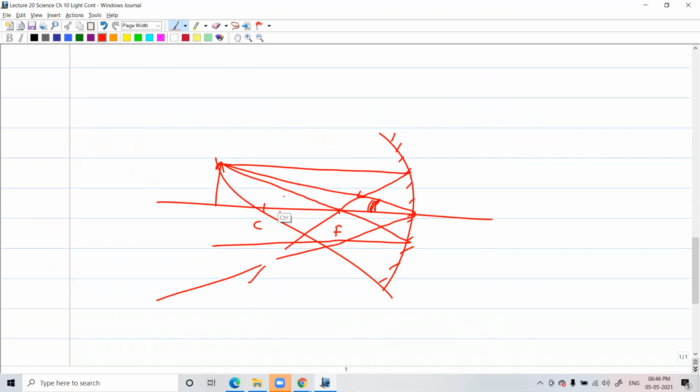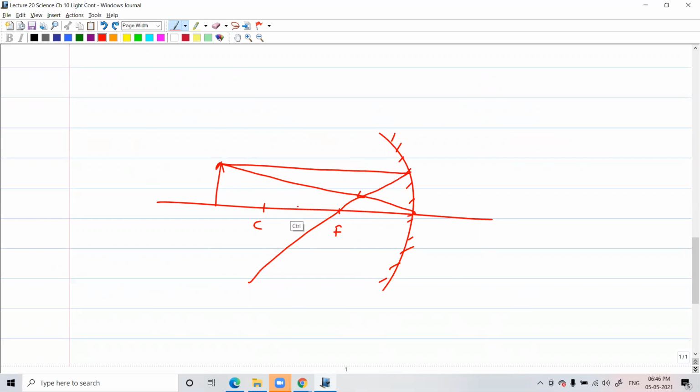Okay, all of them will meet at the same place. But we just pick something which is easy to draw. So I think the center of curvature ray is the easiest to draw. You'll get this thing very easily. A dash and B dash. Does that make sense to everyone? Yes, sir.